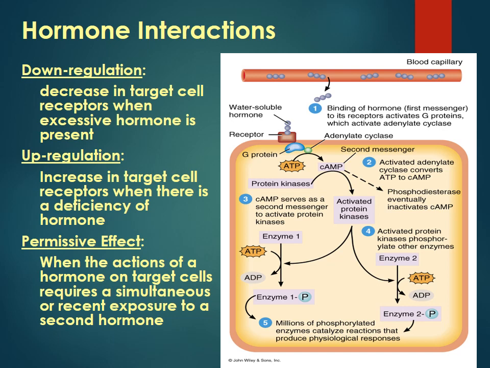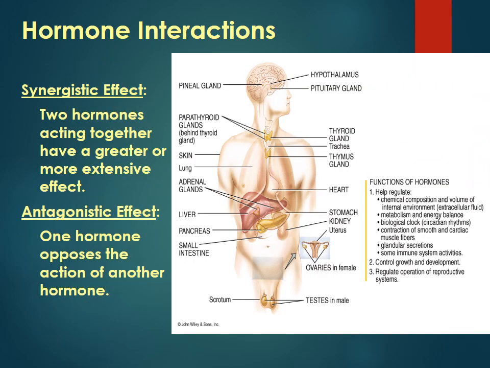There are also hormone interactions, like for example in downregulation, decrease in target cell receptors when excessive hormone is present. In upregulation, increase in target cell receptors when there is a deficiency of hormone. Permissive effect, when the actions of a hormone on target cells require simultaneous exposure to a second. When we say synergistic effect, two hormones acting together have a greater or more extensive effect. And when we say antagonistic effect, one hormone opposes the action of another hormone.